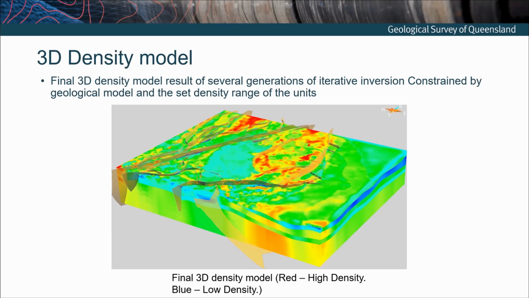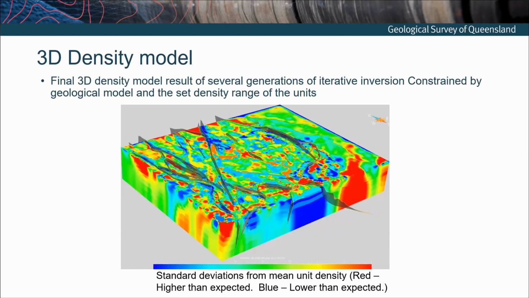But the next step we took here, and I think this was an important step, is we then looked at each of the units across the model and worked out the unit mean, and then each cell was given a standard deviation from its unit mean. And so what we're looking at there is how different each cell within the model is compared to the average, or the mean, of that unit. And I think it's important to look at the standard deviation because within some units, a 1 gram per cc variation may not be very significant.